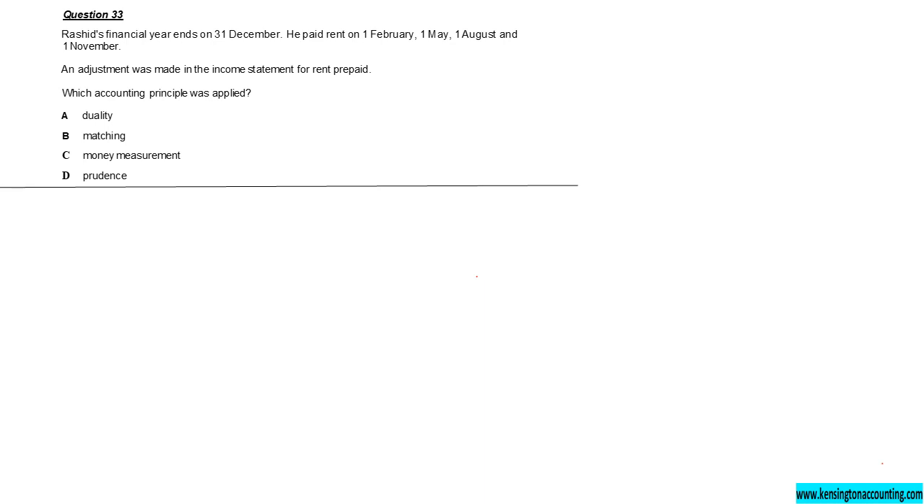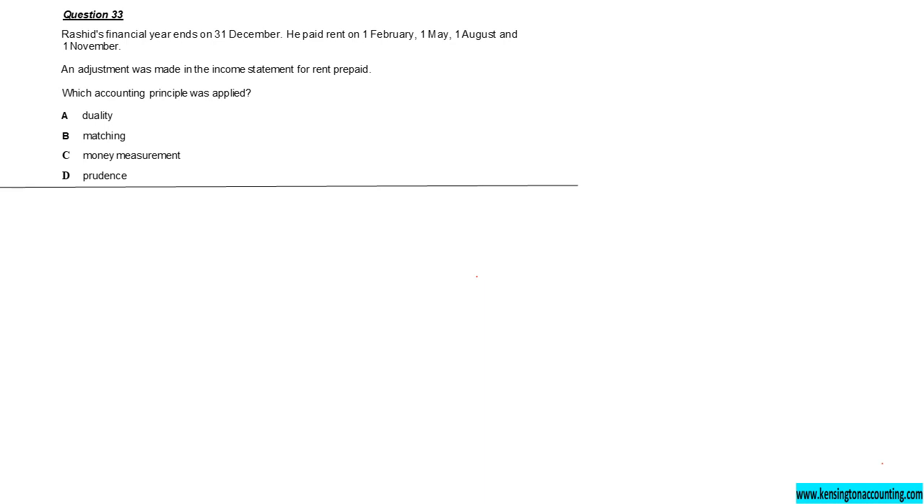Question 33 deals with accounting principles. So the business year end is 31st December. He pays rent on 1st of February, May, August, and 1st of November. So he pays rent on a quarterly basis. So obviously in November, his payment would have included the months of November, December, and January of next year. In other words, he has paid 1 month's rent in advance for the month of January.